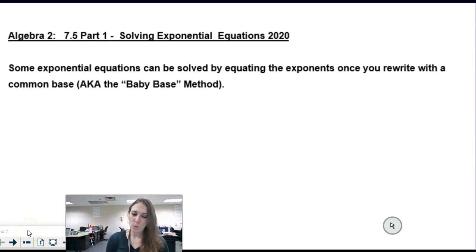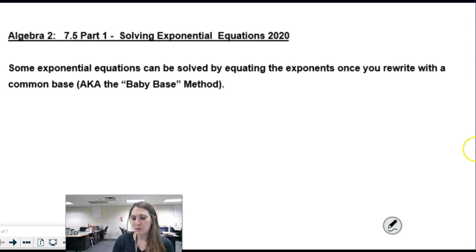Hey guys, welcome back. So this lesson is the first part of our 7.5 lesson, which is solving exponential equations. And then our follow-up lesson is solving logarithmic equations. So we have a couple of different methods for solving exponential equations.